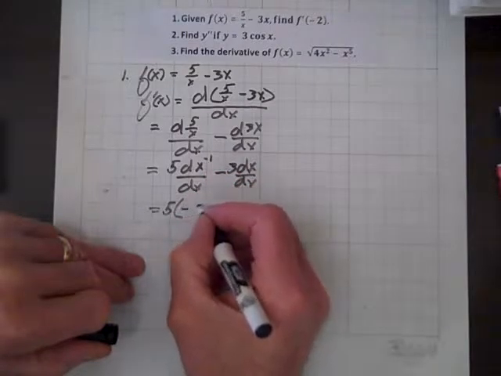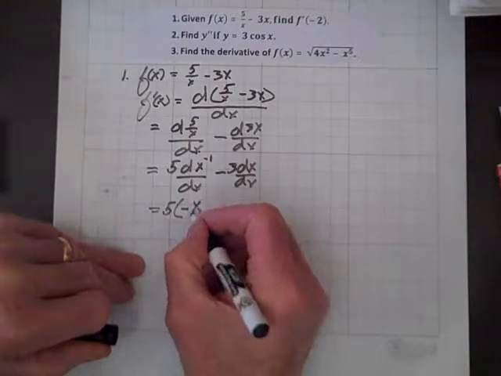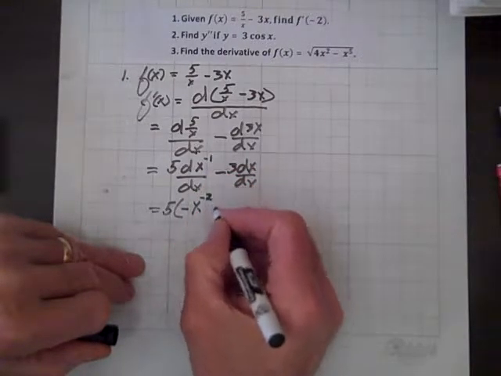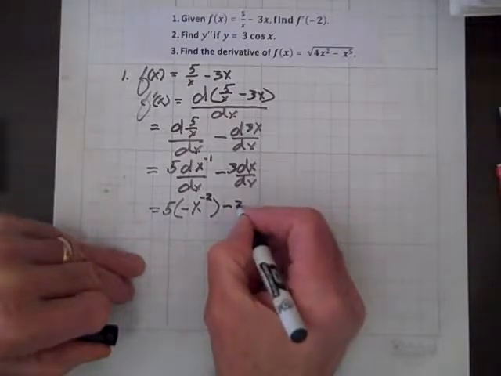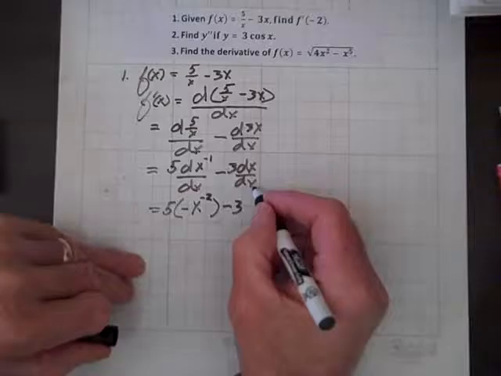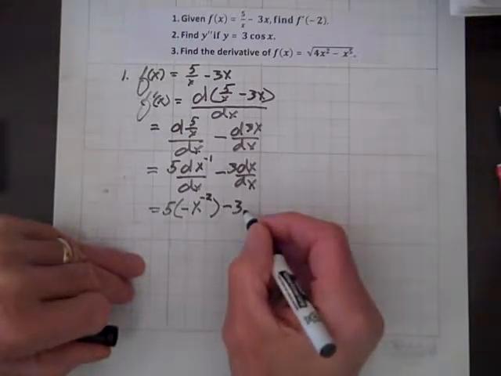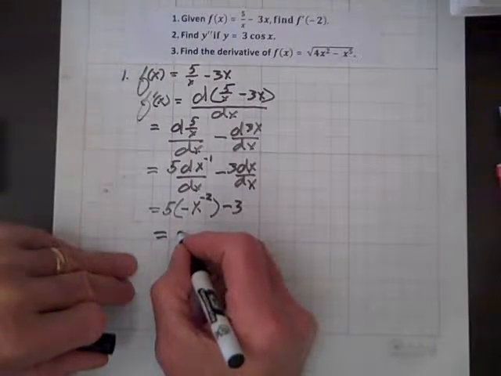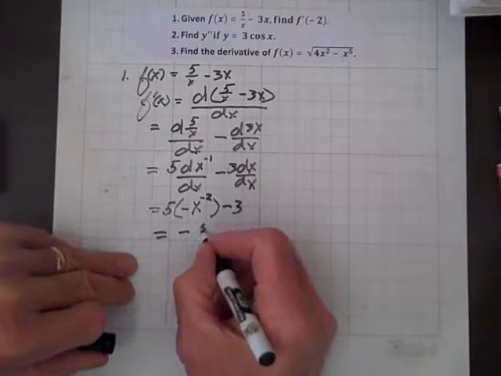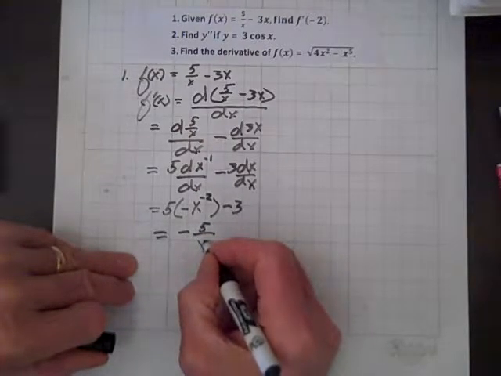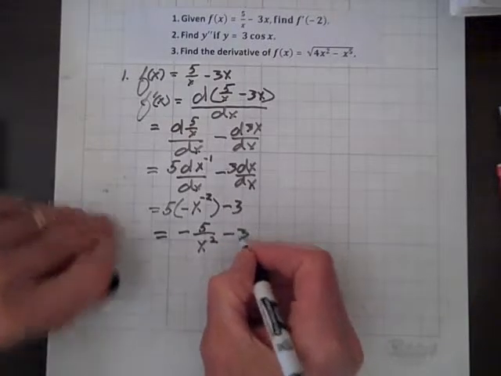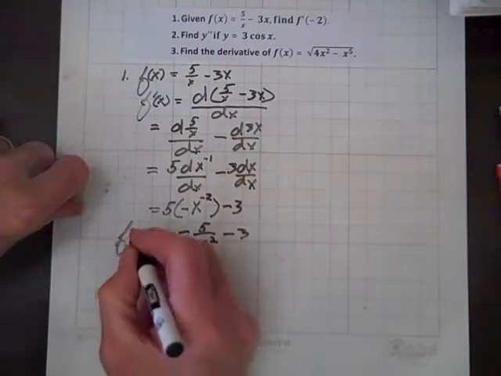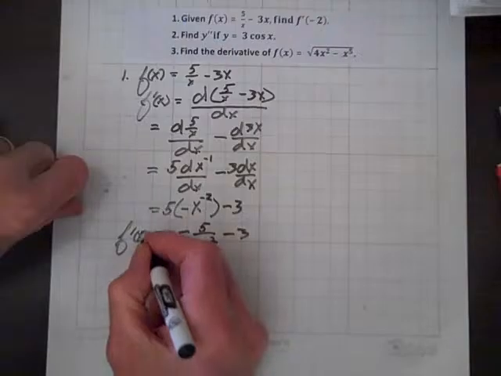bring the negative down, and then replace negative 1 with a negative 2, because negative 1 minus 1 is minus 2. And we still have this minus 3 here, but dx over dx is 1. So now we have negative 5 over x squared minus 3. And that is our derivative, our f prime of x.